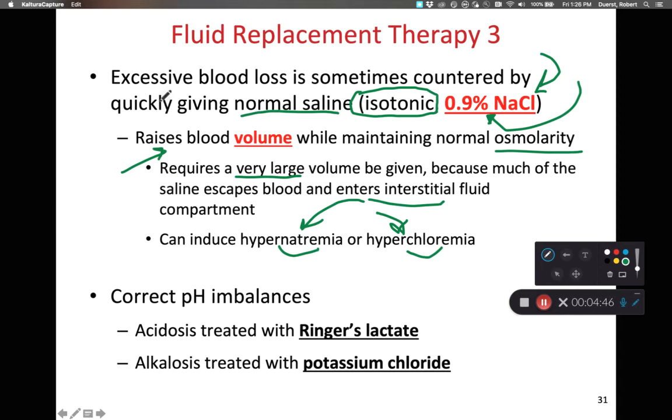As we look at this fluid replacement therapy to correct pH imbalances, to treat acidosis, we give somebody Ringer's lactate. To treat alkalosis, we give that individual potassium chloride to treat an alkalosis situation.